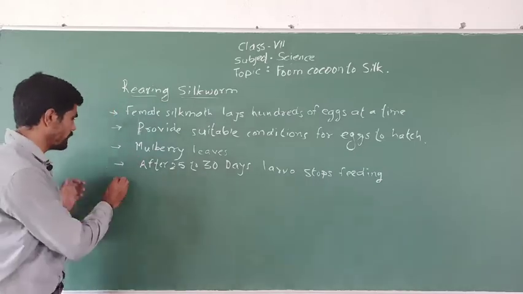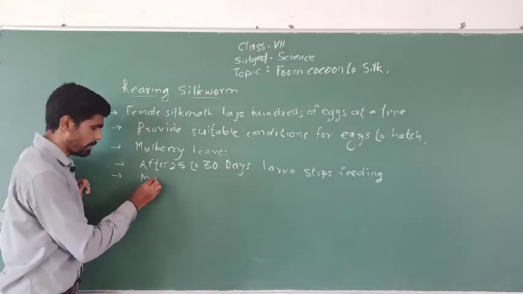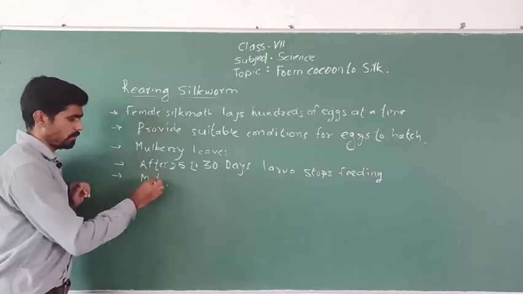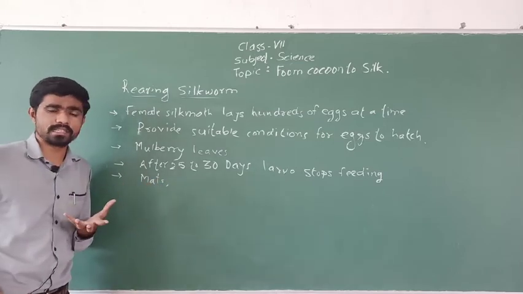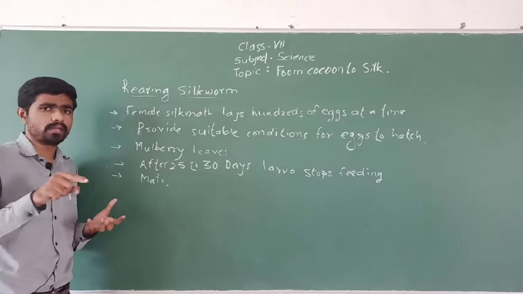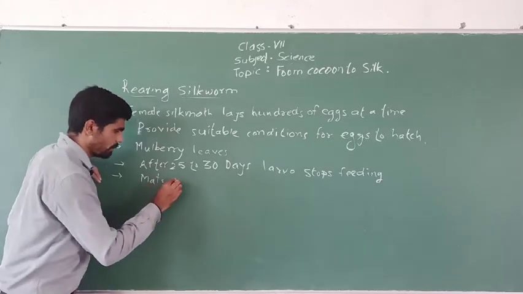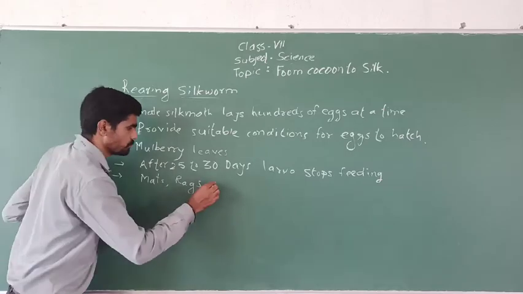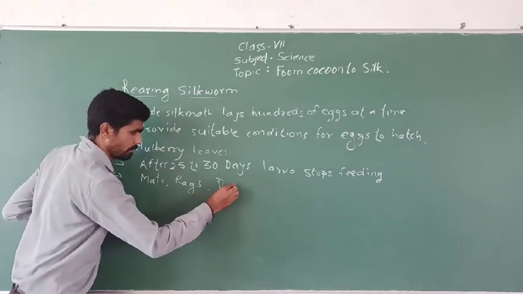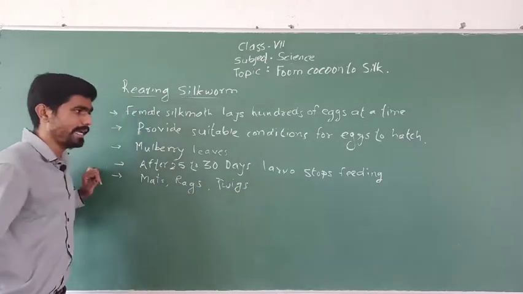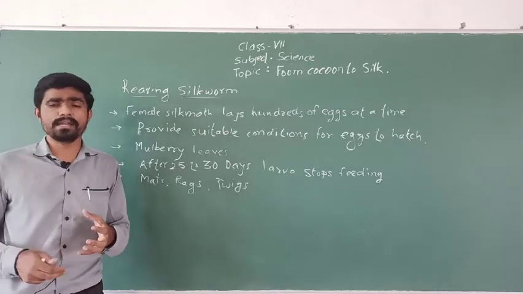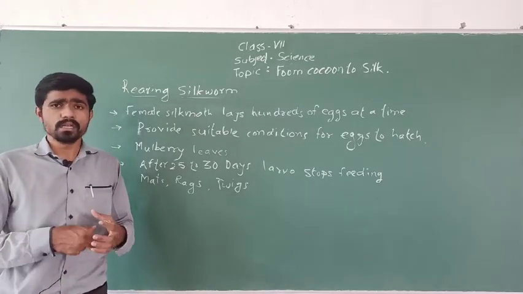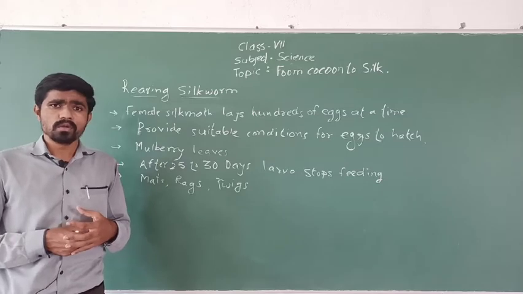So what can we provide? We can provide a mat with holes. Some mats are there, nets, I can call a net, and a net has holes. We can provide rags, we can provide twigs, so that they can take support of it, and then when they take support of it, the cocoon will be formed.